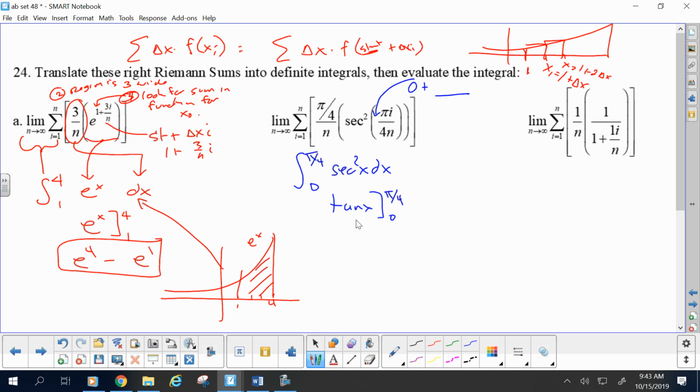Tangent then, let's just finish this while we're at it. Tangent of pi over 4 is 1. Tangent of 0 is 0. So our answer is 1. All right. You're not gonna forget to do that last one, are you? Oh, okay. Well, maybe you should knock out this one so you don't forget. Will you do that one real quick? And then we'll go back to the notes.